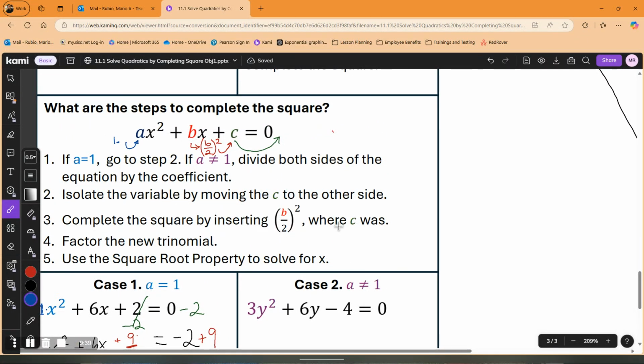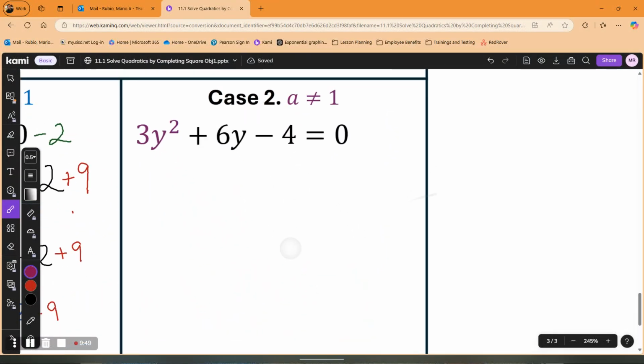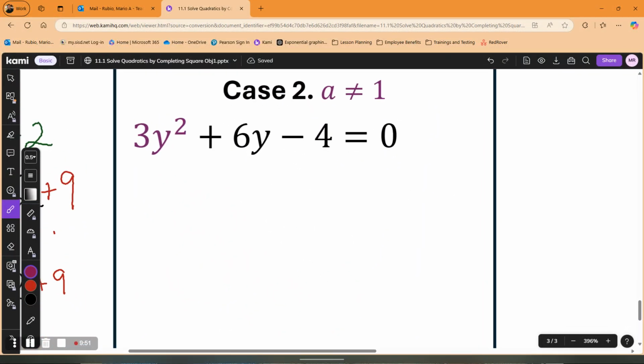It said if a is not equal to 1, divide both sides of the equation by the coefficient. Okay. So in this case, a is not 1, it's 3. So we're going to divide every term by 3. Simplify that. Those just cancel out.